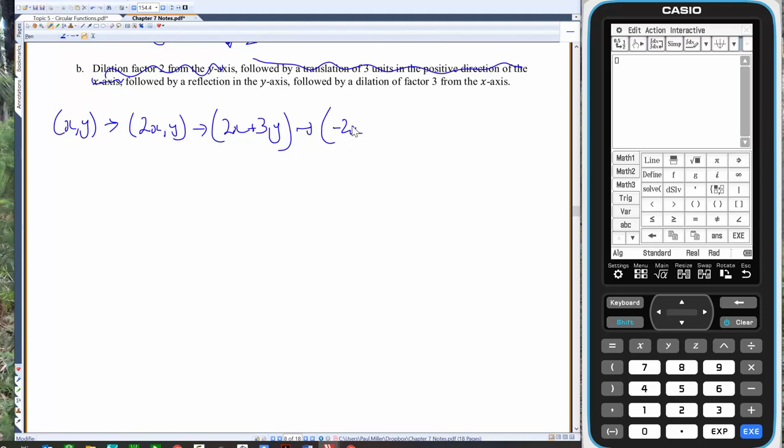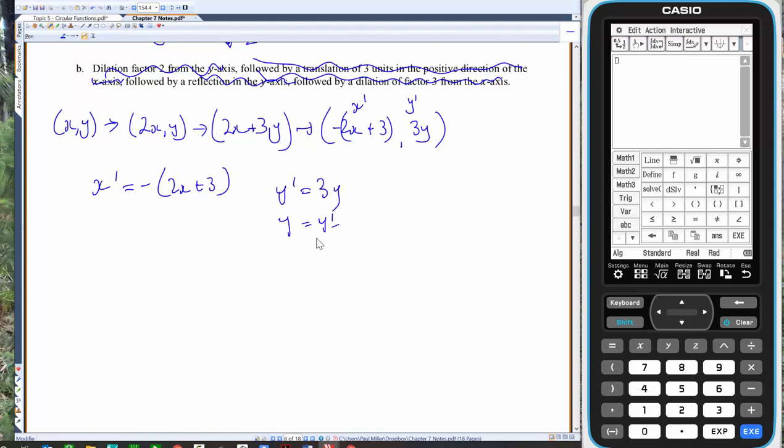You could bracket that, but that negative sign out the front will be fine for that. Actually, no, we do need to bracket that. So it's negative all of this stuff here, which is the dilation and the translation, so you've got to drop a negative sign out the front of that. Reflection in the y-axis, followed by dilation factor 3 from the x-axis, 3y. So reflections or dilations in the x-axis change y. Okay, we're good to go. x dash, y dash. Notice procedurally it's exactly the same as all those other questions we're doing. So x dash equals negative 2x plus 3, y dash equals 3y, y equals y dash on 3.